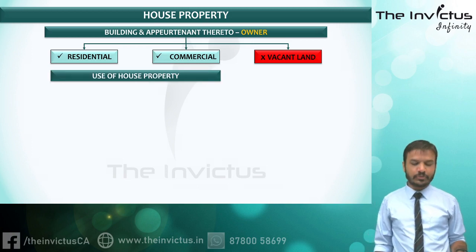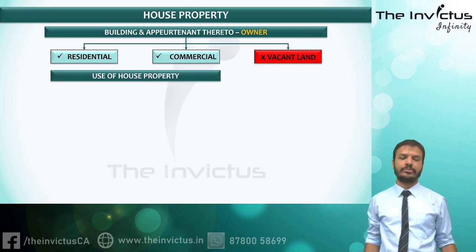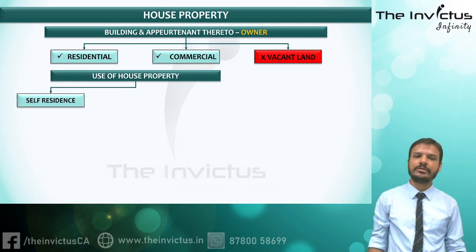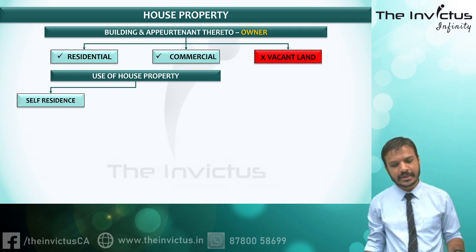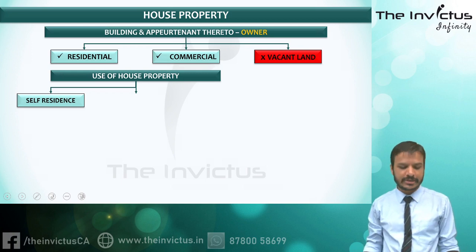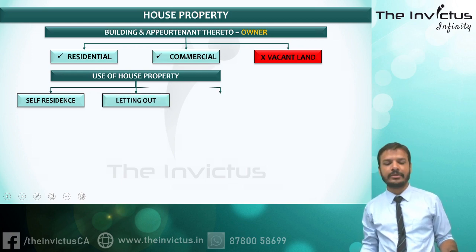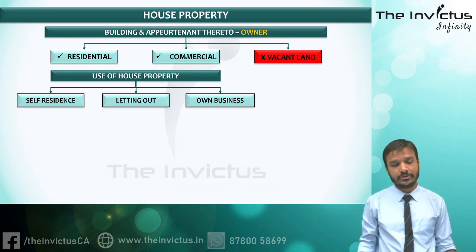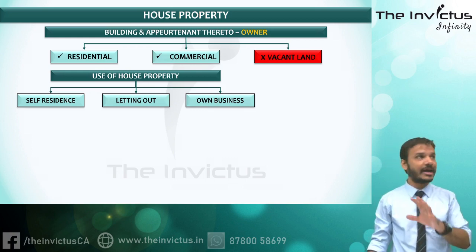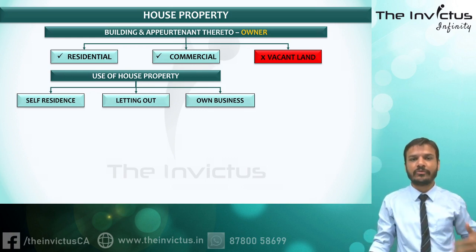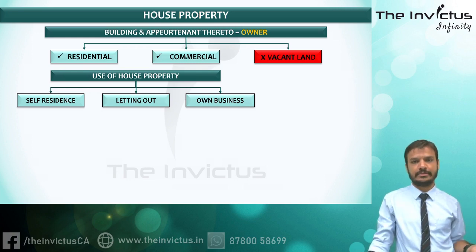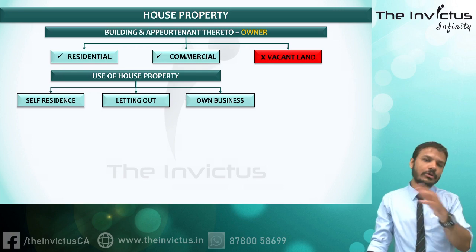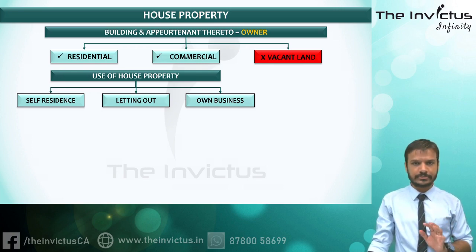Now the question arises, what kind of use can I make of that property? First, I'm using it for my own self-residence purpose. Second, I have let out the same. And third, I'm carrying on my own business. For example, I'm a practicing chartered accountant. I have my office. It's my own profession I'm running on this particular premise, right? So three uses: self-residence purpose, or letting out, or business.